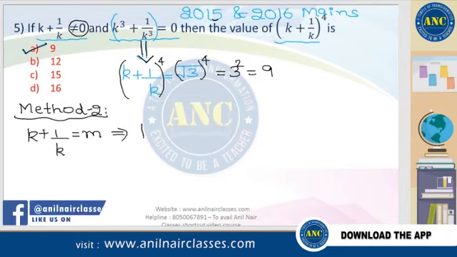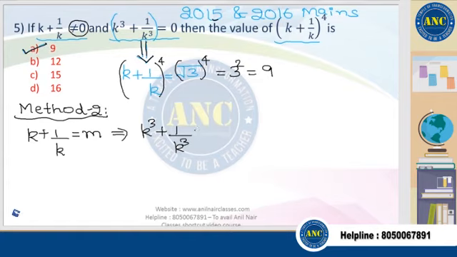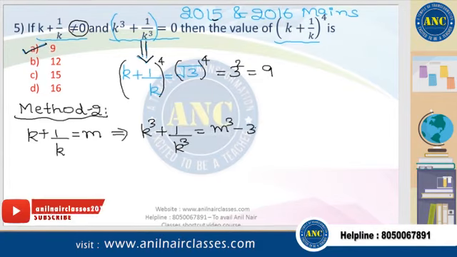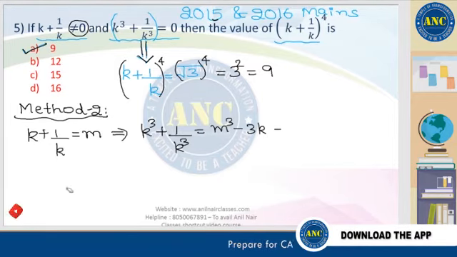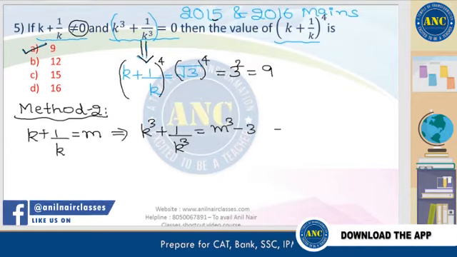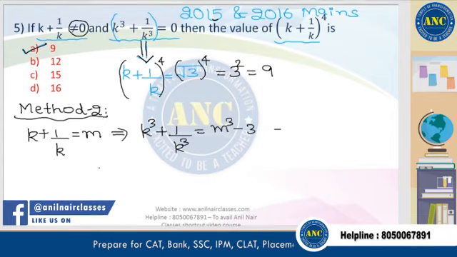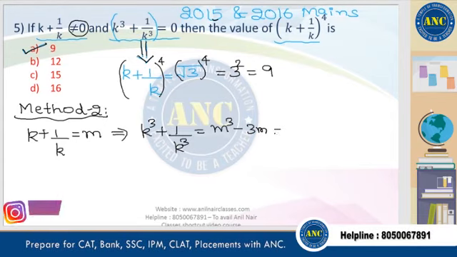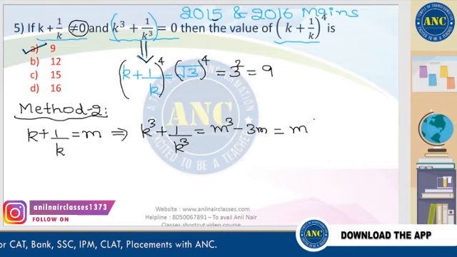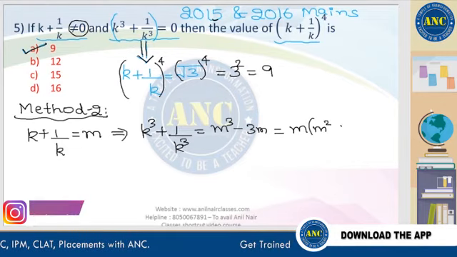Then I can say that k cube plus 1 by k cube will be equal to m cube minus 3k. M cube minus, sorry, not 3k. It is 3m once again. Always a habit of saying it as k. So it is m cube minus 3m. M cube minus 3m can be further written as m into m square minus 3.